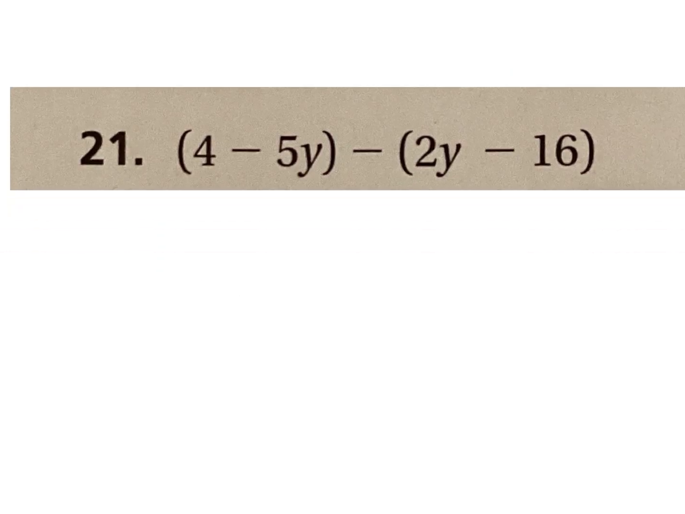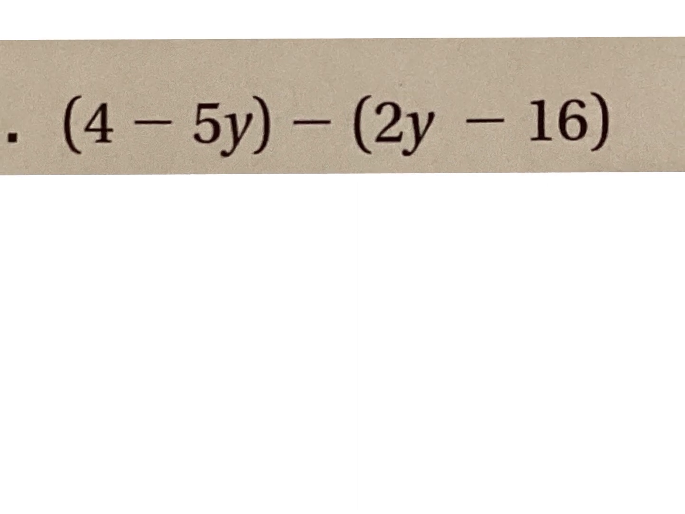Here's another subtraction one. I'm going to do a lot of these subtraction ones because we've got to figure this out. And when I see subtraction, I think, oh, I don't really want to do subtraction. I want to add the opposite of everything. So it's a negative 2y. Now that's a positive 16. Okay, so it's 4 minus 5y plus negative 2y plus 16.